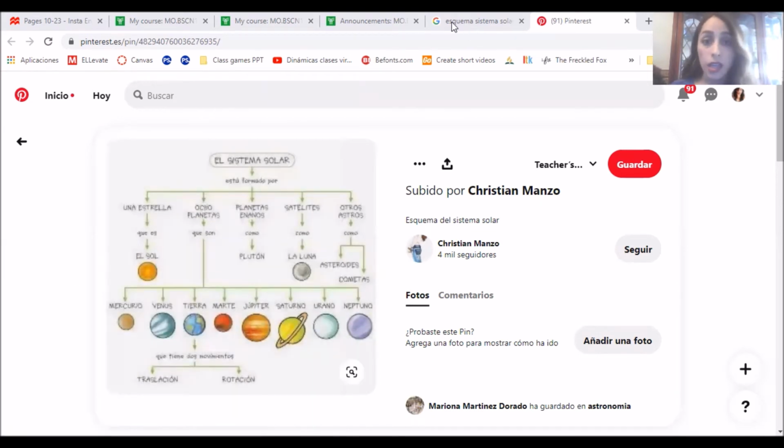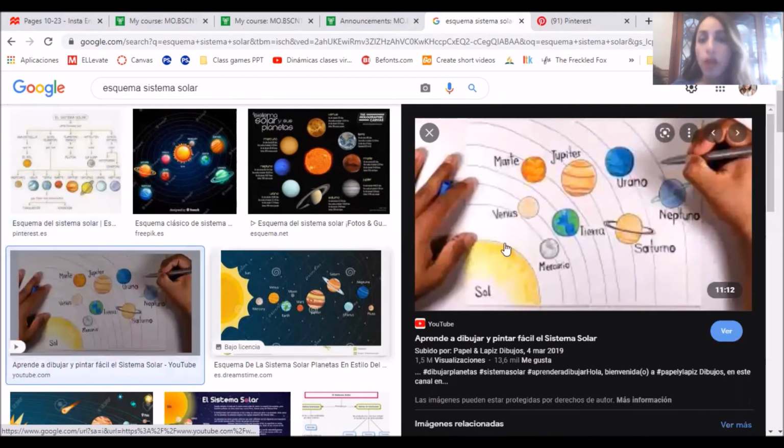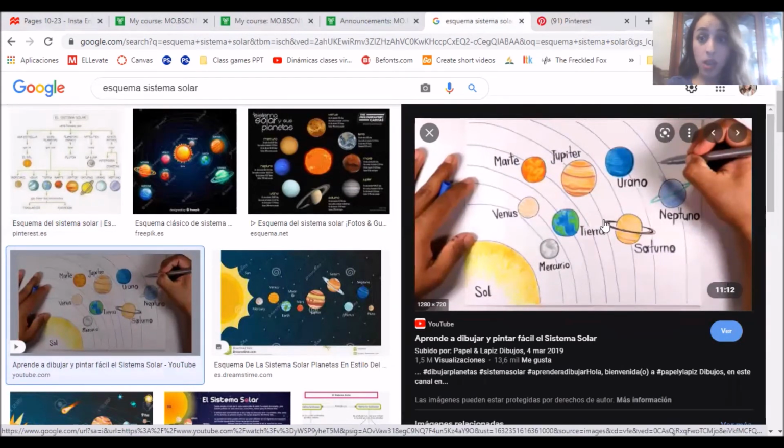And also, if you want, you can draw it, but remember to represent, like I said before, not only the planets that conform the solar system, right? You know, asteroids, comets, satellites, meteoroids, etc.